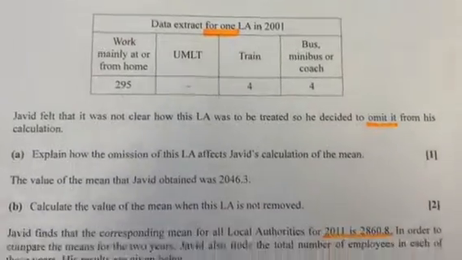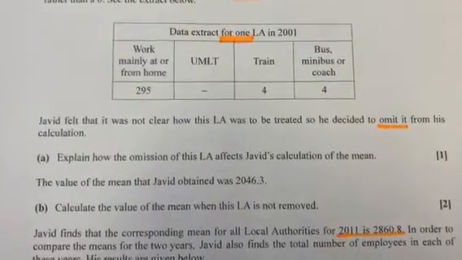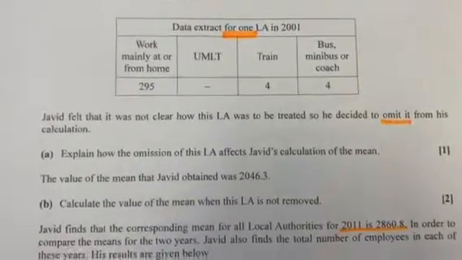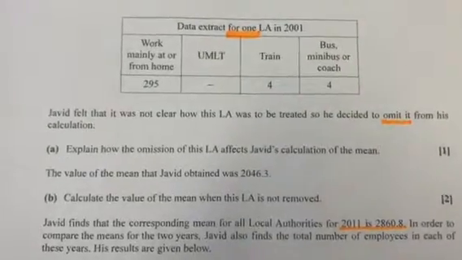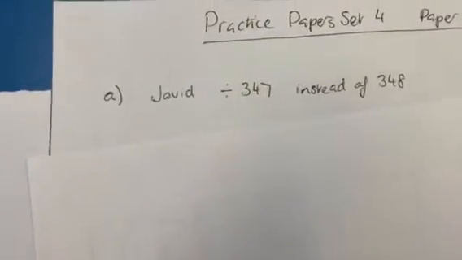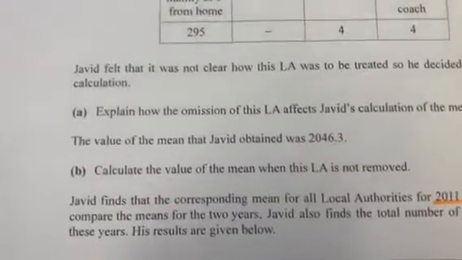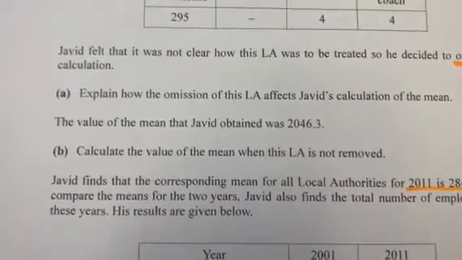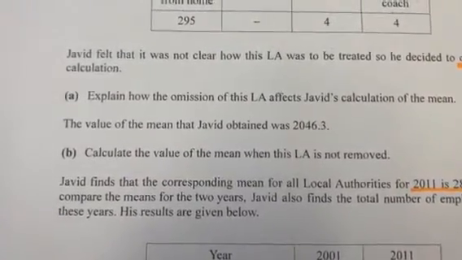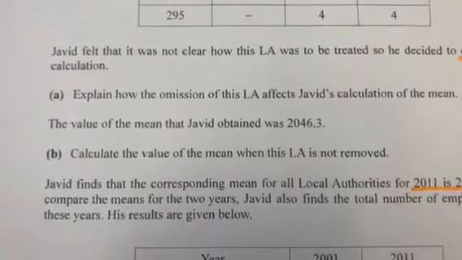Okay, our first question is, explain how the omission of this local authority affects David's calculation of the mean. Well, quite clearly, he's going to be dividing by 347 instead of 348 when he's working out his mean. That's the key thing. Okay, right, the second part, we've got to work out what the mean would be if we didn't divide by 347, but we did divide by 348.